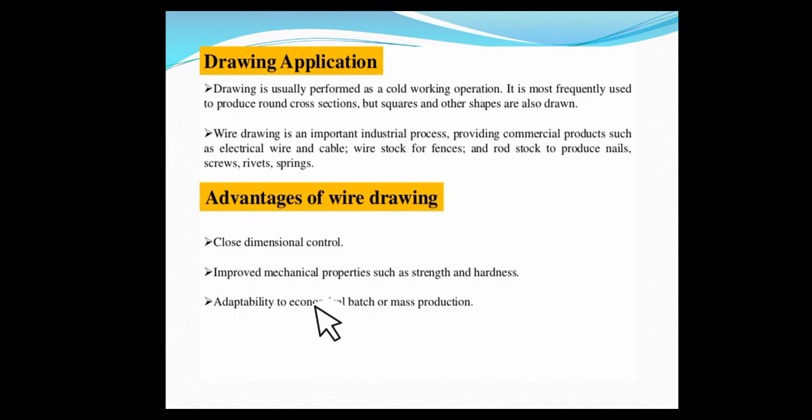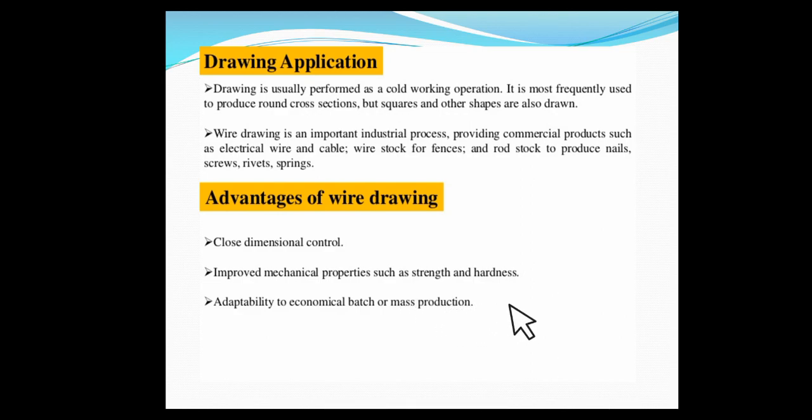So these are the applications. We have already discussed this. This is a cold working operation, where it will be used for electrical wires, cables, fences, nails, screws, rivets and springs. And the advantages of wire drawing are that we can get closer dimensions, ductile materials can be drawn easily, and we can improve the mechanical properties.